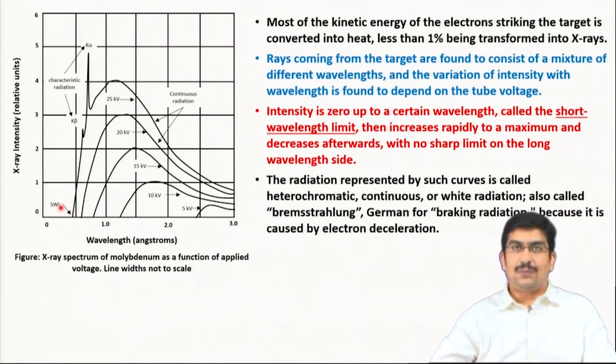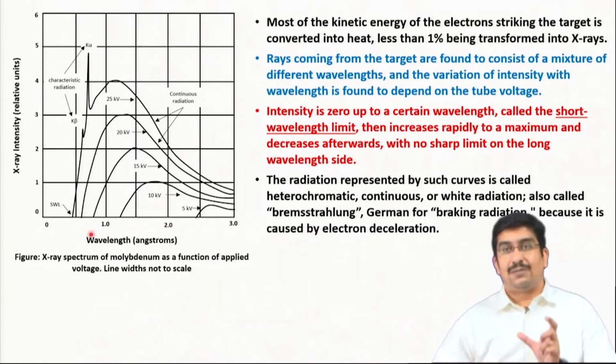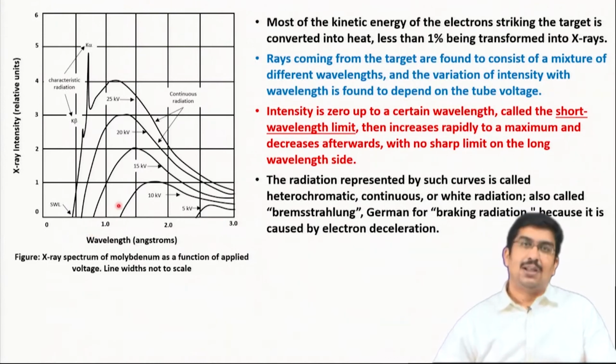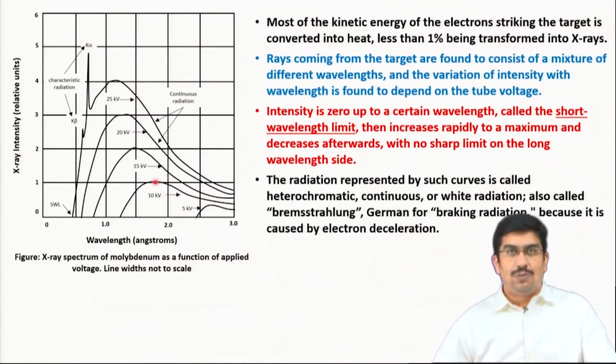Okay. So, now the X-rays which are coming out from the target have all forms of wavelength. They are a mixture of different wavelengths, and the variation of intensity with the wavelength depends again on the tube voltage. Tube voltage means the acceleration voltage. So, this relationship between wavelength and the X-ray intensity also depends on the tube voltage.